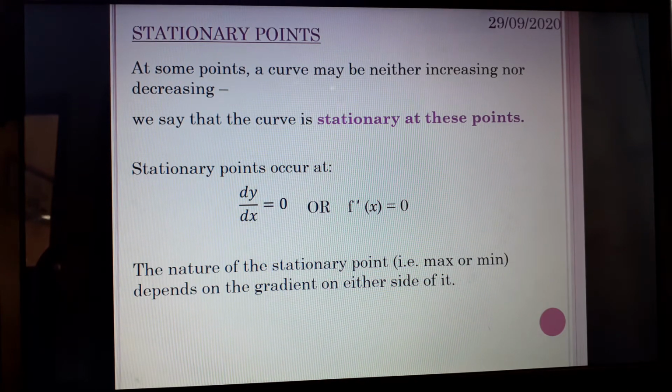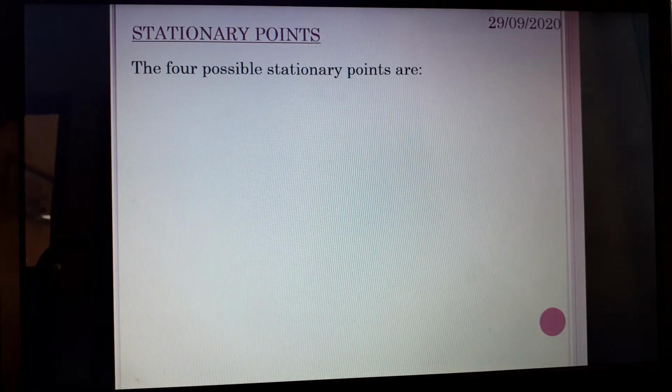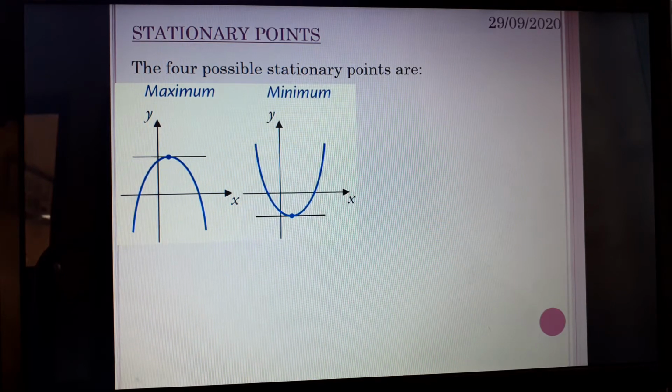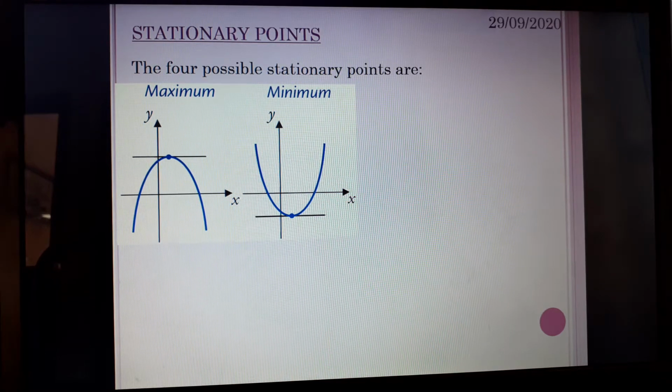The nature of the stationary point, whether it's a maximum turning point, a minimum turning point, or even a point of inflection, and I'll explain what that is in a moment, depends on the gradient on either side of it. The four possible stationary points are, here we have a maximum turning point, or a minimum turning point. We can see the graph is going down the way to the turning point, so it's a minimum turning point.